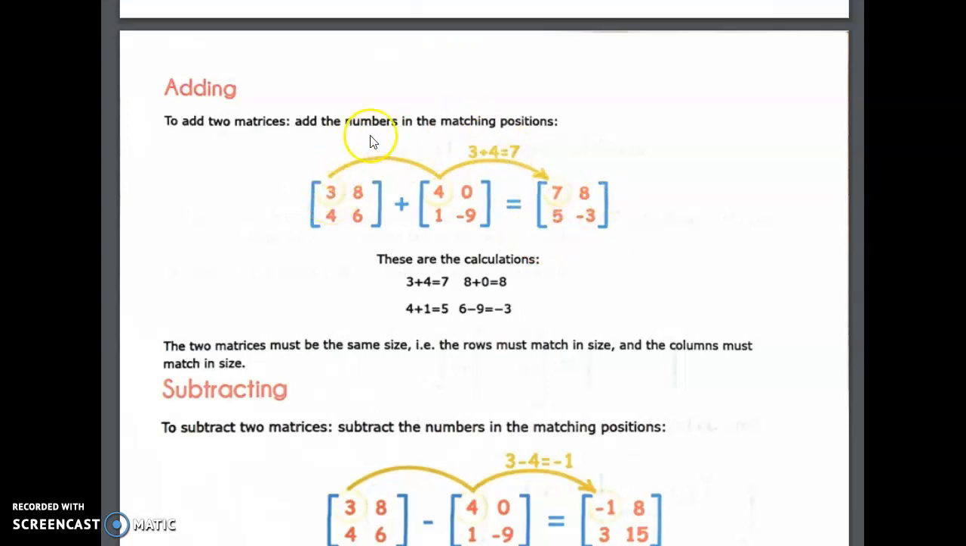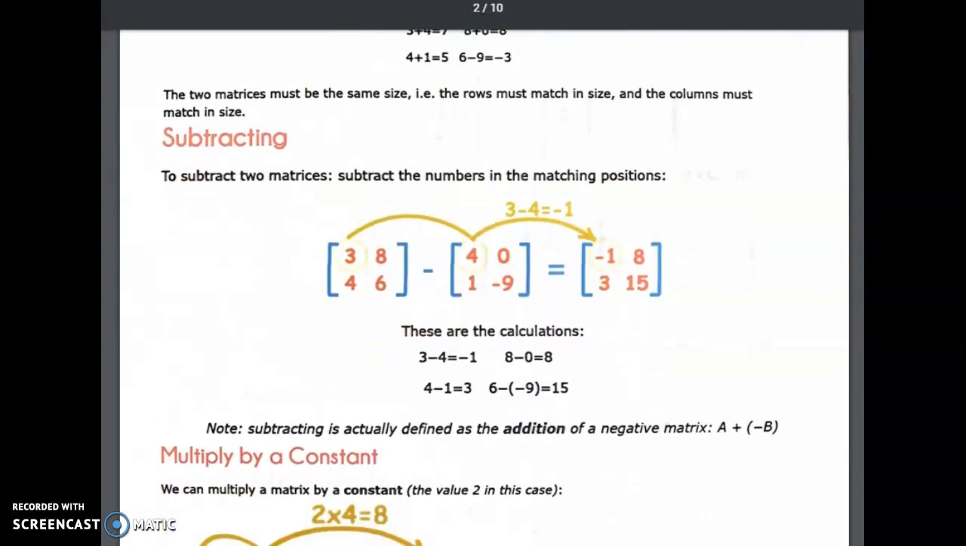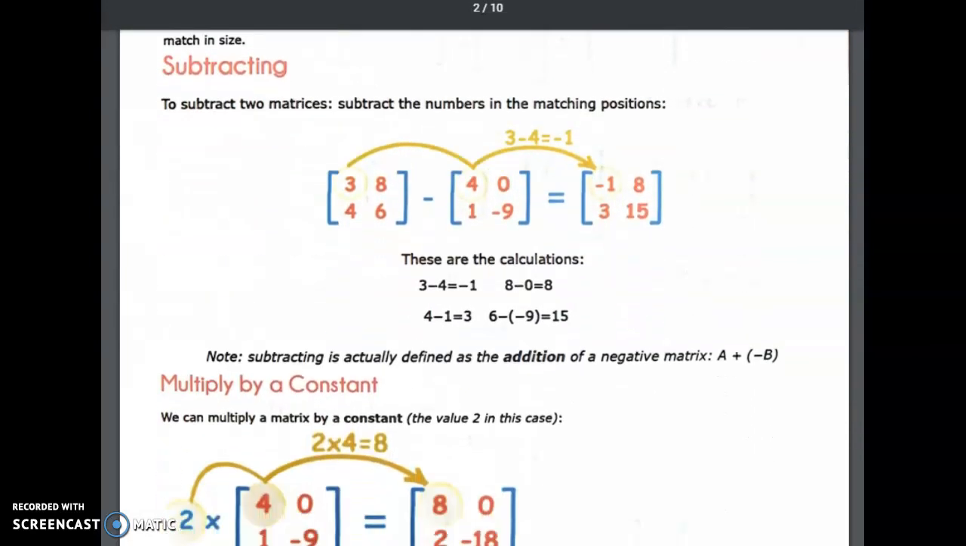So we would add row 1, column 1 with row 1, column 1 in the second matrix, and our answer goes in row 1, column 1 of our answer matrix. With that being said, in order to add 2 matrices, they need to have exactly the same dimensions. Same thing with subtracting, which is really just adding a negative. We can only subtract matrices that have exactly the same dimensions, and then we just subtract numbers that are in matching positions.